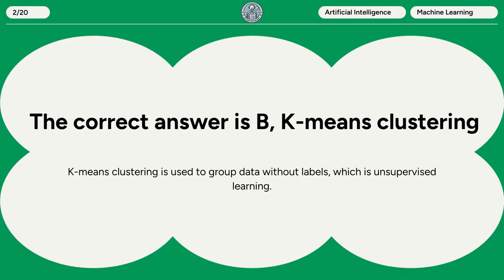The correct answer is B. K-means clustering. K-means clustering is used to group data without labels, which is unsupervised learning.